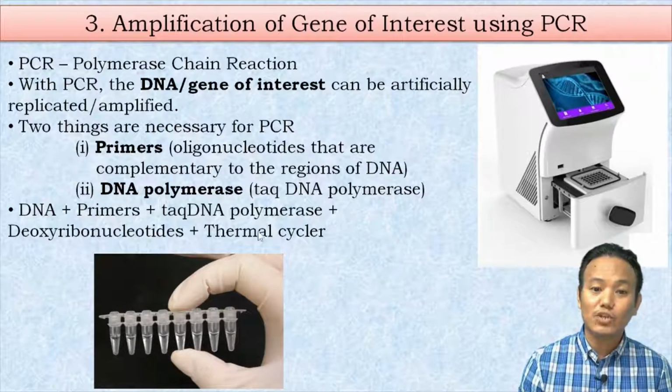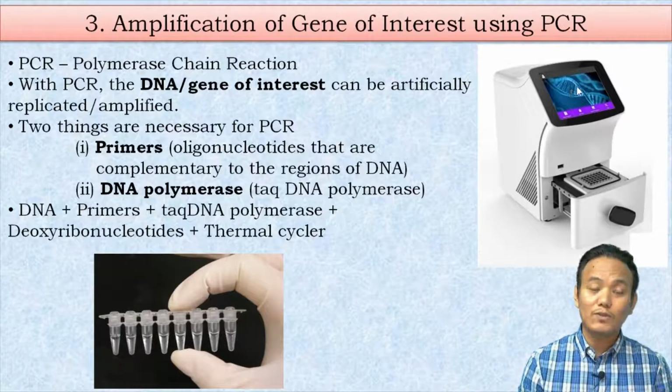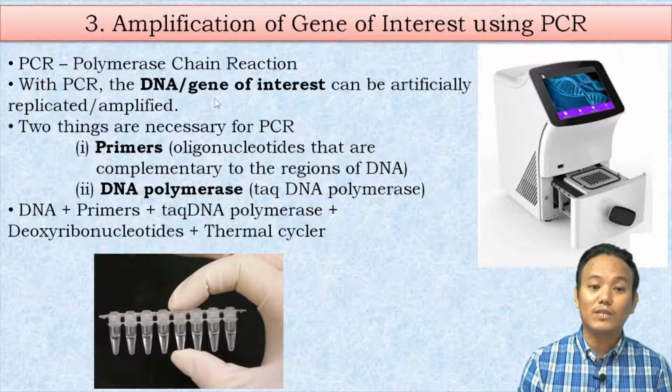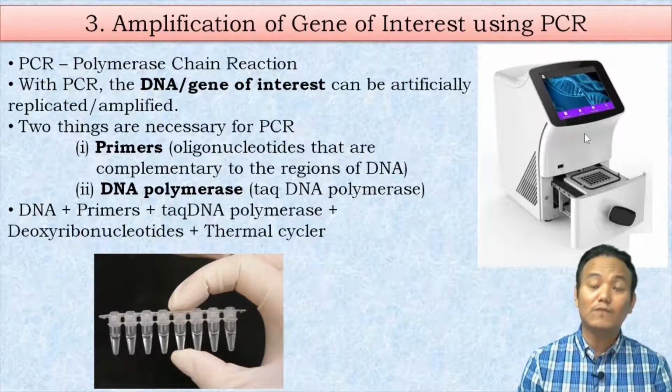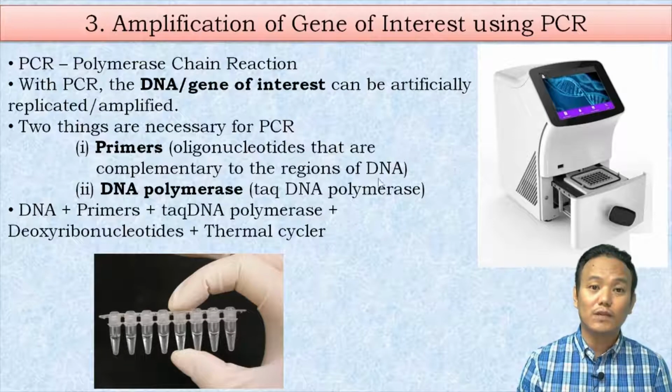So this is a machine. Thermal cycler is a machine in which we can set a sequence of temperatures and we can set the number of cycles that we want to carry on, depending upon how many copies of DNA you need. You can put all these things in a mixture in these small vials and load it inside here, and then you can switch on the machine and the machine will do the rest. And we will see what happens within the machine, what are the steps involved during the PCR process.